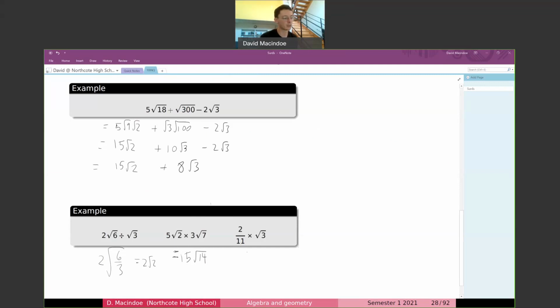Here you've got a fraction times the square root, and we can just put it on top. 2 root 3 on 11, just like a regular fraction, you're just multiplying the numerators. If you think about it, root 3 is really root 3 over 1 as a fraction, seeing as we haven't written a denominator.